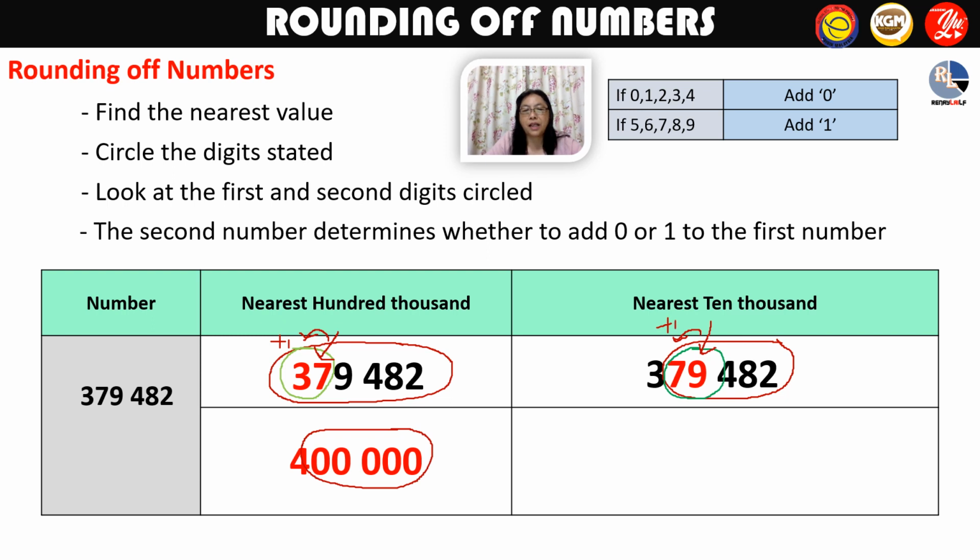Right, what will happen to the last digits? The last digit is going to be 0. How many zeros are there now supposed to be? 1, 2, 3, 4. Alright, let's look at the answer. Yes, 380,000. Why is it 380,000?